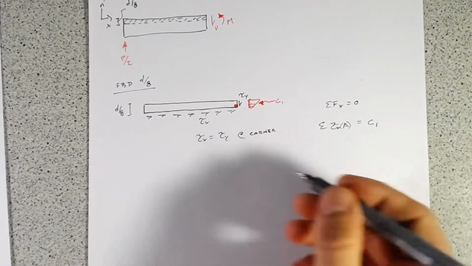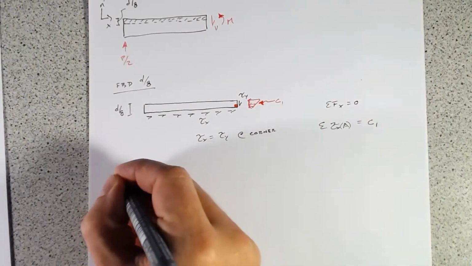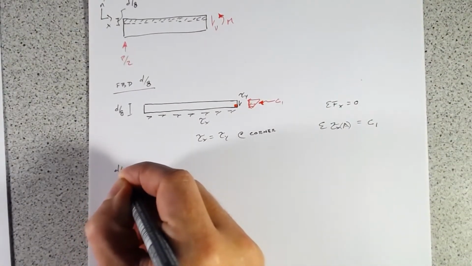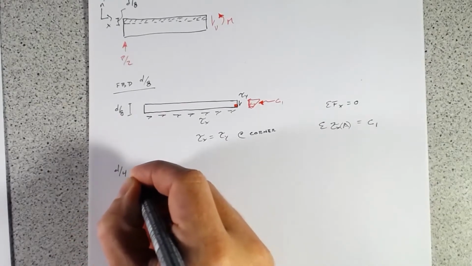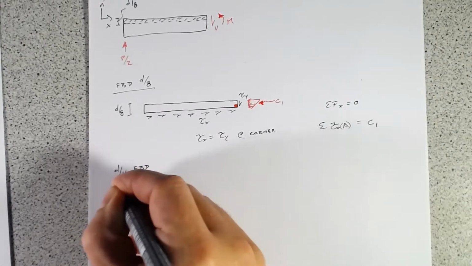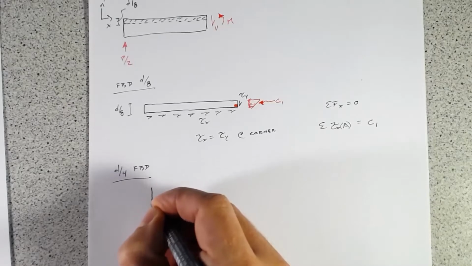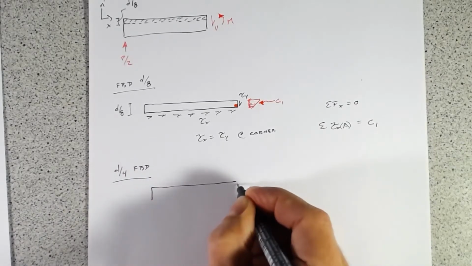All right, well, let's look at another section. So let's look at the D over 4 free body diagram. It's going to look fairly similar, but our depth has increased.